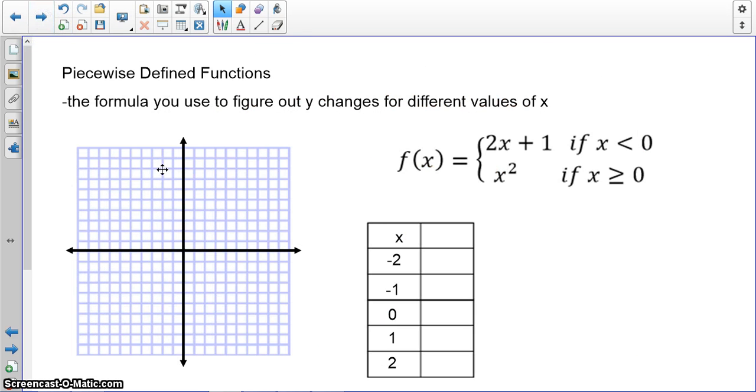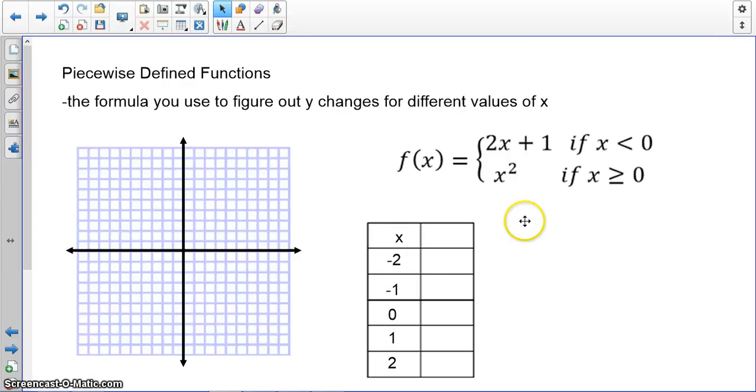All right, so the other type is probably pretty challenging, and I don't know how much you did with these in Algebra 1. Maybe none, so we'll see how this goes. So piecewise defined functions. Piecewise defined functions are ones that when you graph them, you get different pieces. You get different shapes depending on which part of the domain you're in.